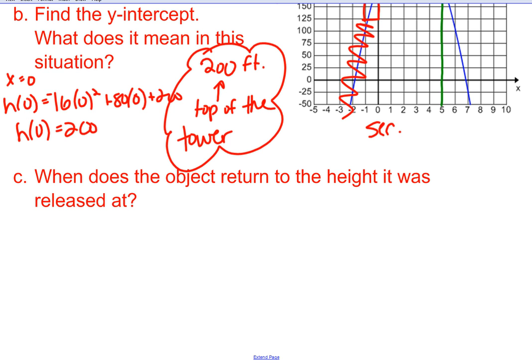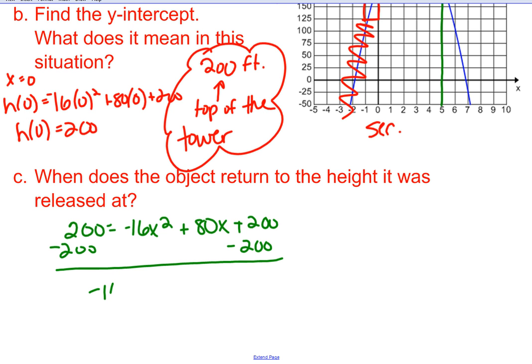I'm going to plug in 200 for my y value, which is my h of t. So I'd say 200 equals, and then I'm going to keep everything else in my equation the same, because I'm looking for where that y value is 200. And then I'm going to solve this equation. So the first step would be to get the equation equal to 0, which takes my constant away, doesn't it?